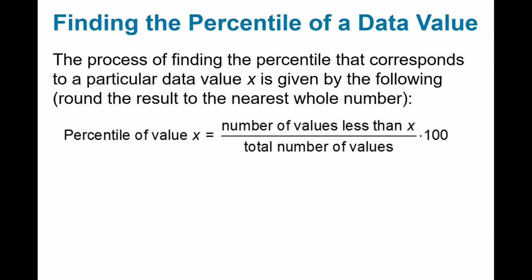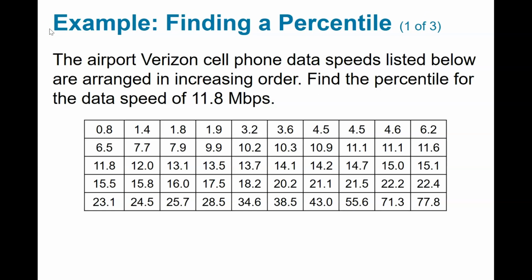To find the percentile of a data value, divide the number of values that are less than the data value you're looking for by the total number of values in the data set and multiply by 100. Let's review the following example. The Airport Verizon cell phone data speeds listed below in a table are arranged in increasing order. Find the percentile for data speed of 11.8 megabytes per second.